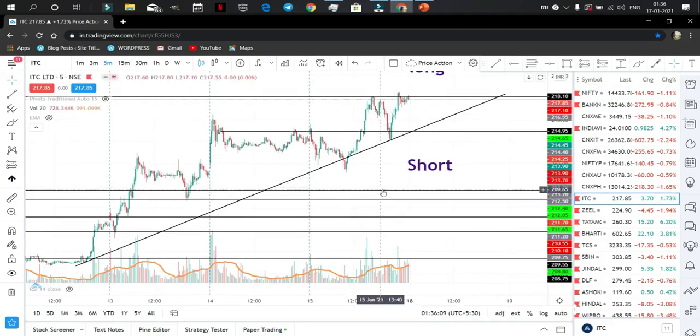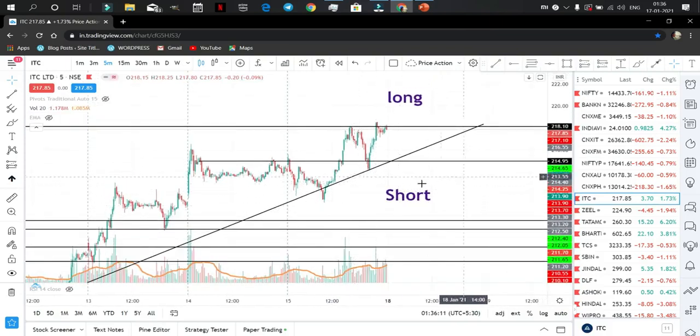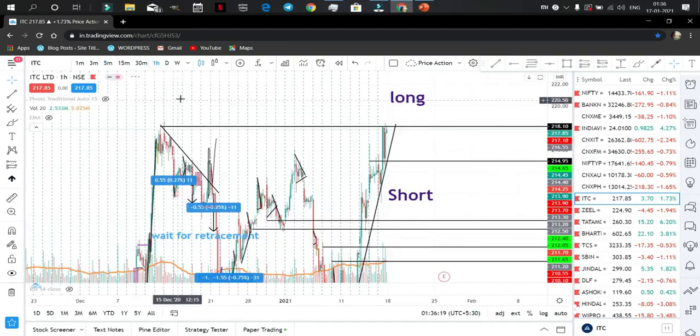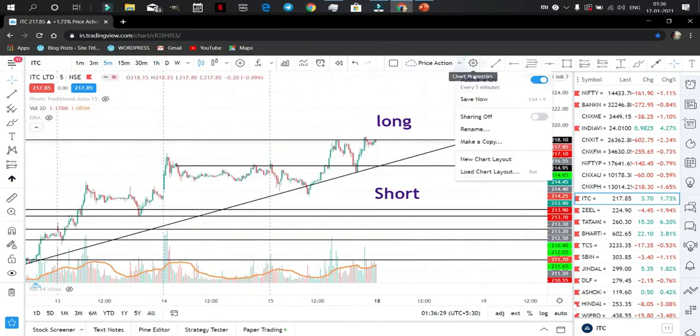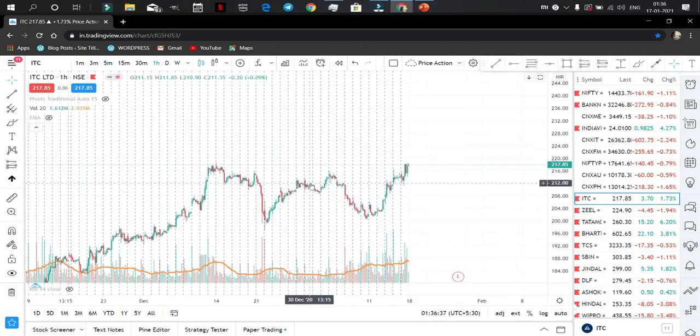So the first stock in our list is ITC. Now ITC is one of my favorite stocks. I am super bullish on it in the long term, but I love shorting ITC in the short term. So the first thing we have to do is go on the 1 hour time frame. Now when it comes to day trading, I trade on a 5-minute chart, so a 1 hour time frame is like a higher time frame analysis for me.